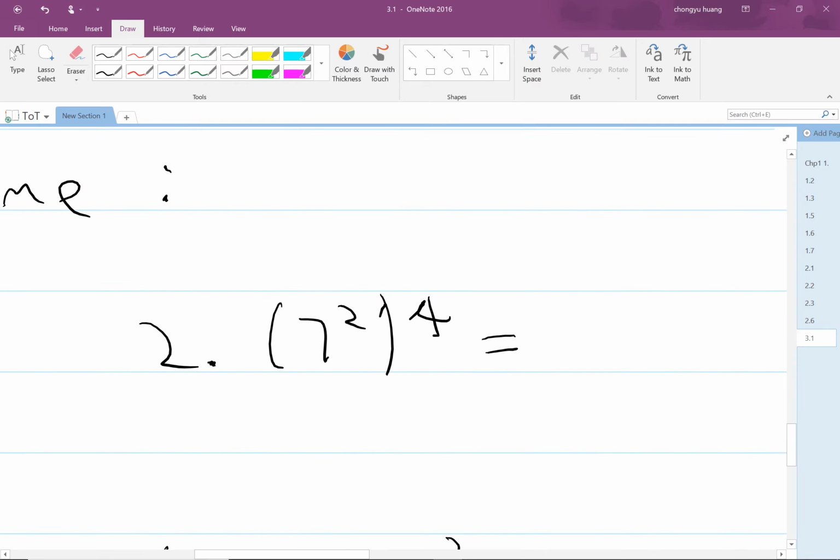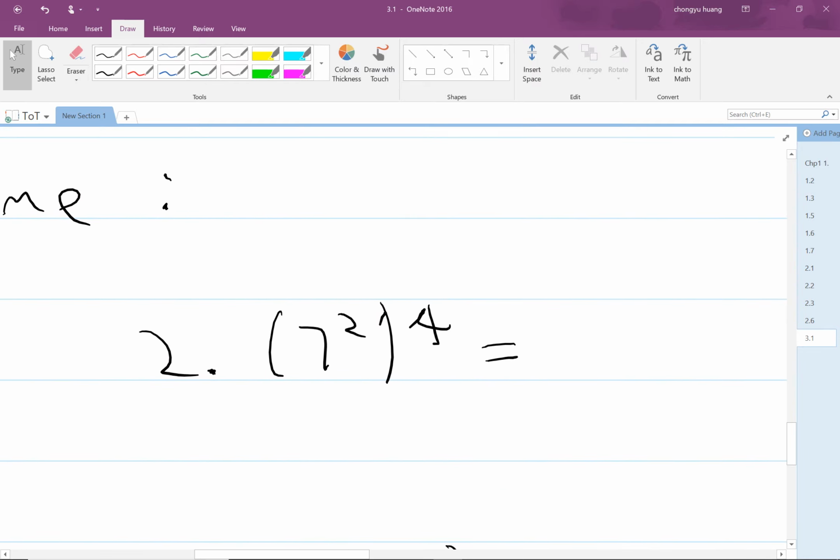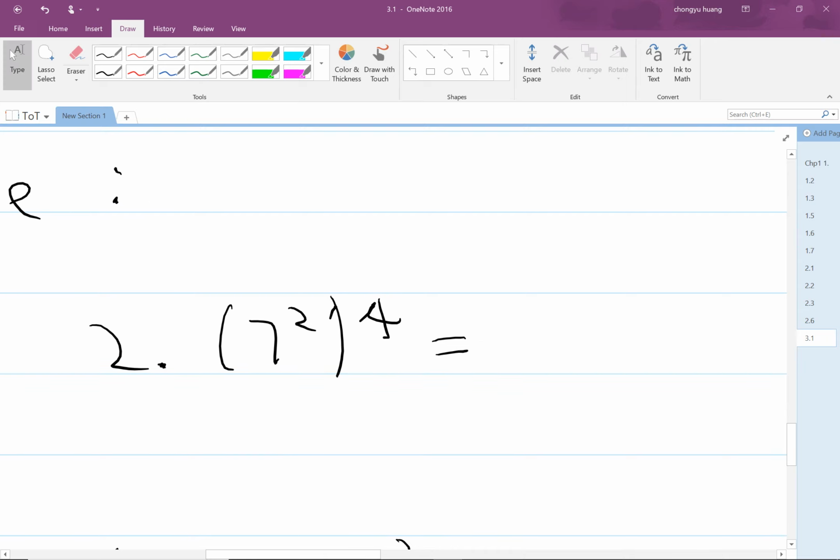Over here we actually got 7, bracket 7 to the power 2, and then bracket to the power 4. It's almost the same thing as the last question. So we have 7, and then 2 multiplied by 4, which is equal to 7 to the power 8.